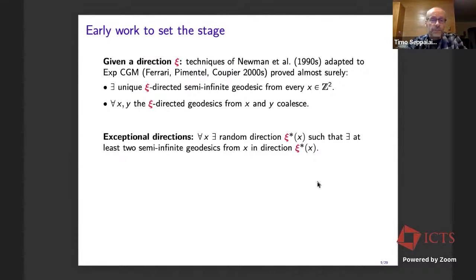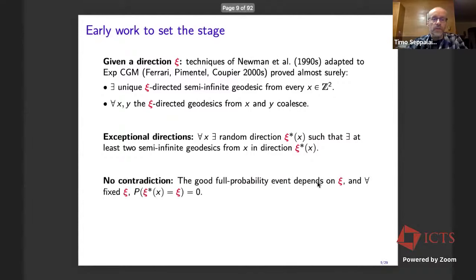Now these two statements seem to be a little bit in contradiction with each other, but of course not really. The full probability event of the first statement depends on the choice of the direction xi. And on the other hand, any particular xi value is a xi star value with probability 0. So these two statements can coexist perfectly nicely. But they do reveal to us that something interesting is really going on.